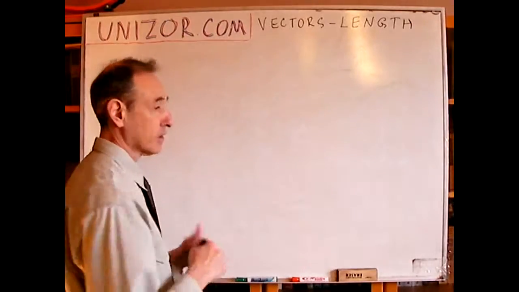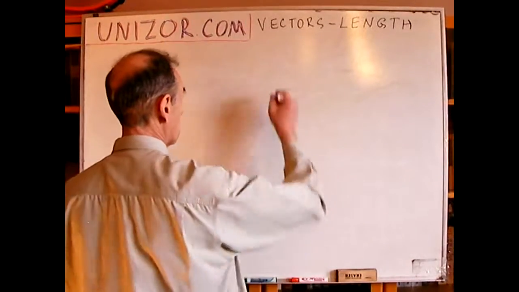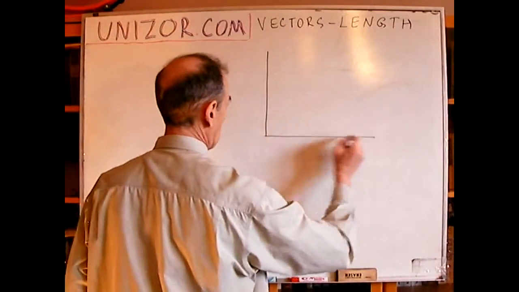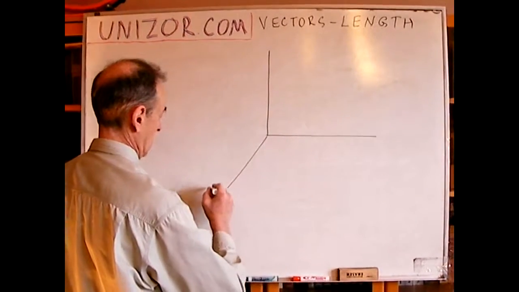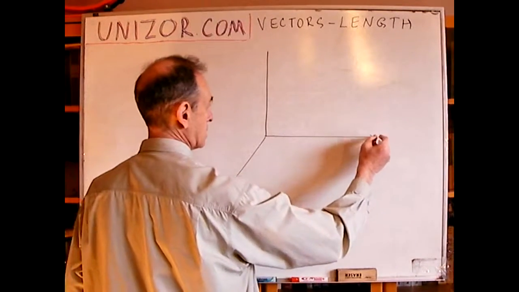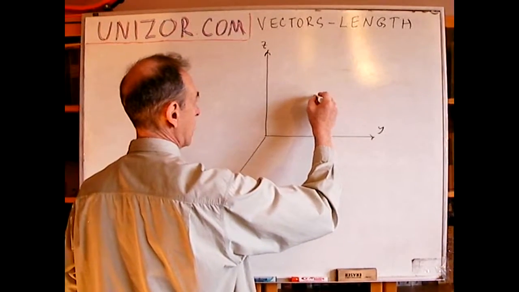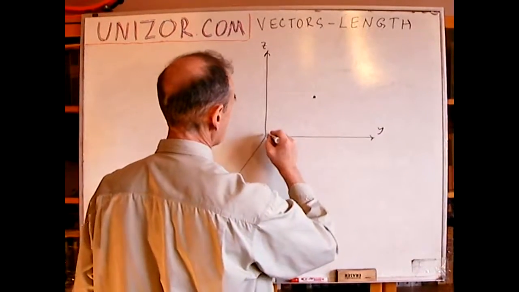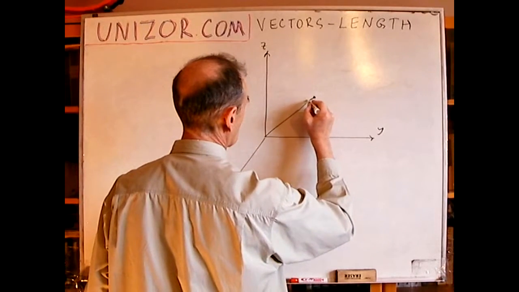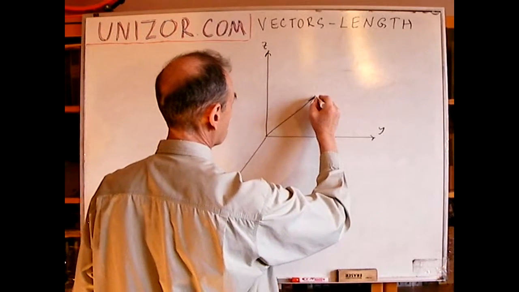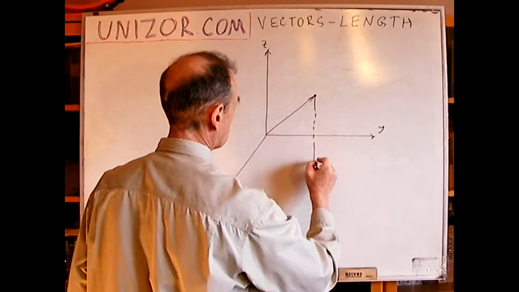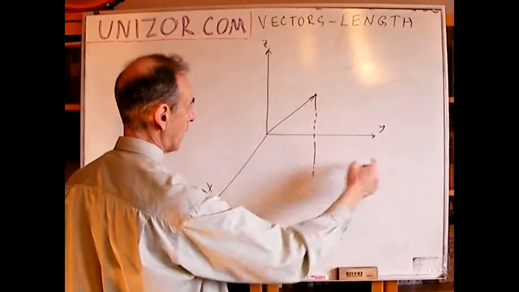Okay, the vector in three-dimensional space. This is x, this is y, this is z. This is our point where the vector ends. Now this point can be projected onto the xy plane.